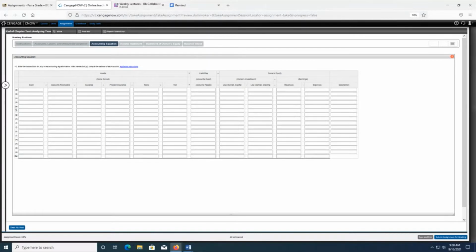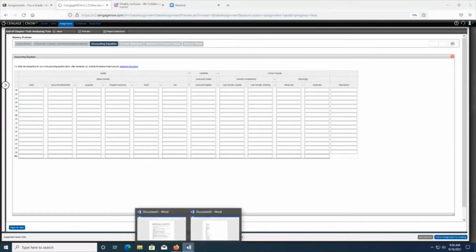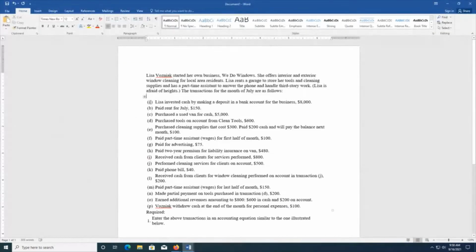And if you can see right here, it's labeled with numbers A through P. Now I'm going to go back to the Word where we did the instructions. And if you see, this is A through P. Okay. So each one of these is going to be a transaction, just like we've been doing in class.